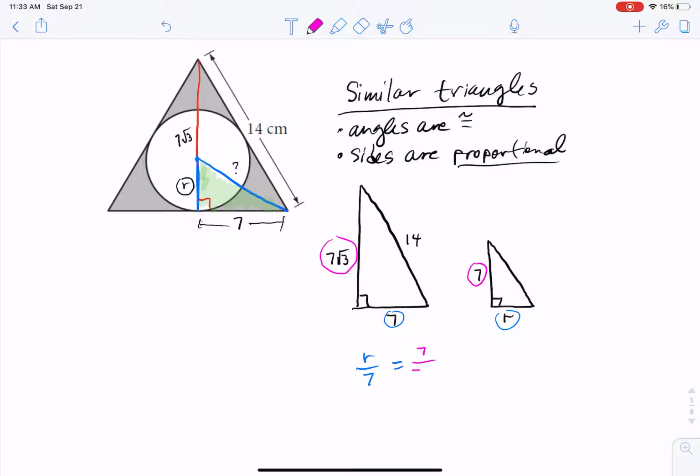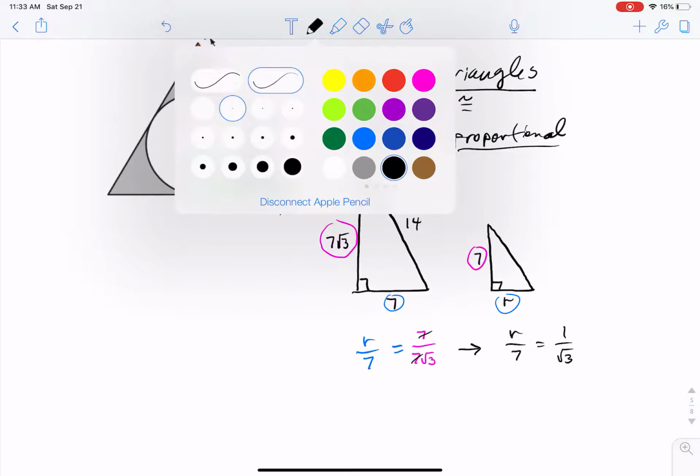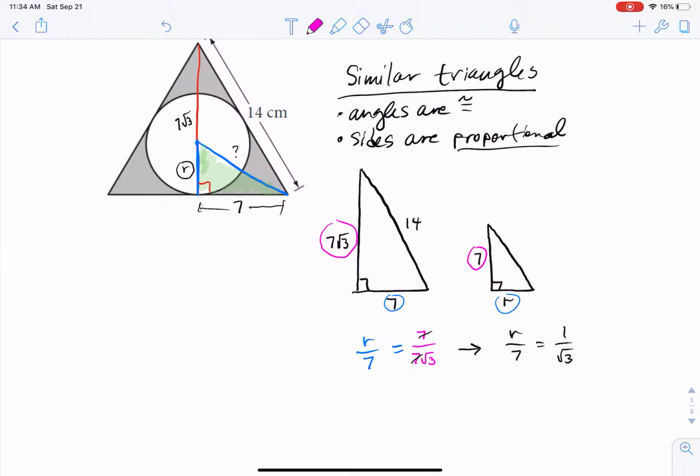7 over 7 square root of 3. And then I can notice that, hey, these two 7s on the right-hand side here cancel out. Maybe I rewrite my proportion then as r over 7 is equal to 1 over the square root of 3. And I solve a proportion by cross multiplying. I'm going to set my cross products equal to each other. These two cross products should be equal.